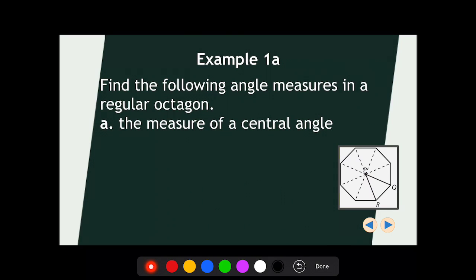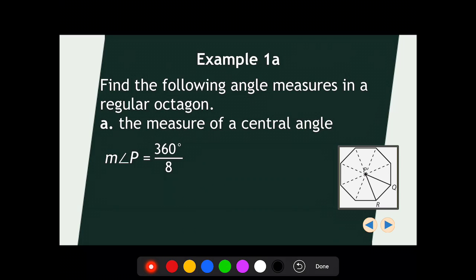All right, find the following angle measure in the regular octagon: the measure of the central angle. So we're looking for the measure of this angle right here. I'm trying to draw here with my pen, and it's not letting me do this. So we have to find the measure of the central angle.